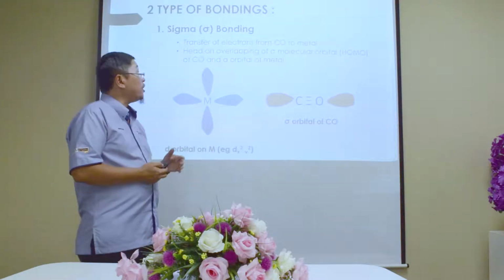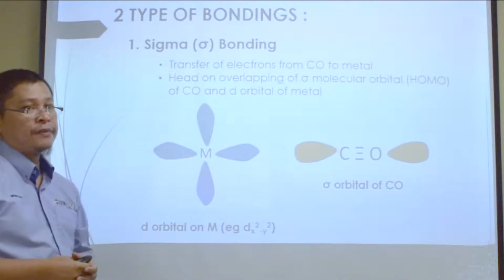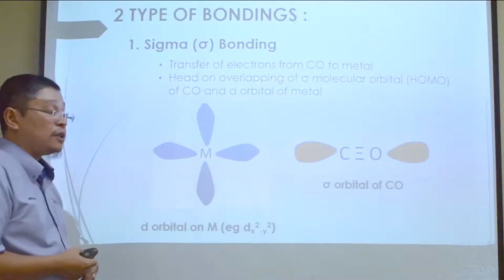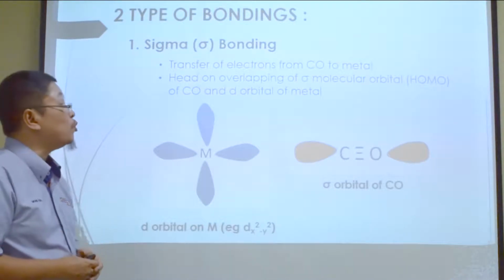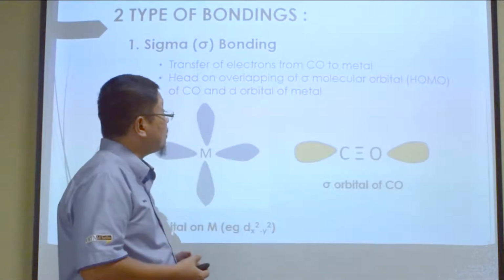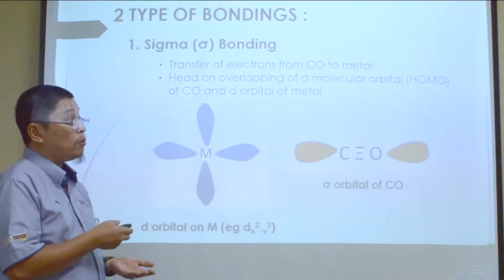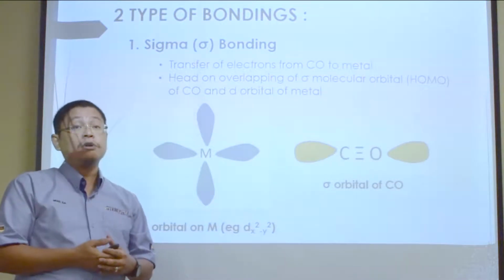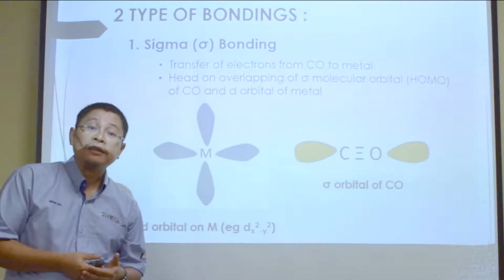The first type of bonding is what we call sigma bonding. Sigma bonding actually refers to a transfer of electrons from CO to metals, and it involves head-on overlapping of sigma molecular orbitals or HOMO, which refers to highest occupied molecular orbitals of CO, and d orbital of metals.